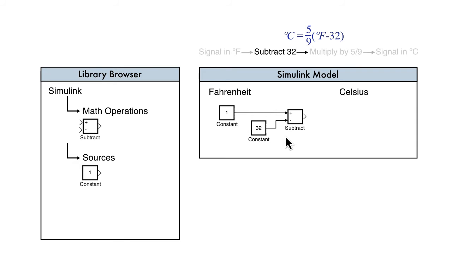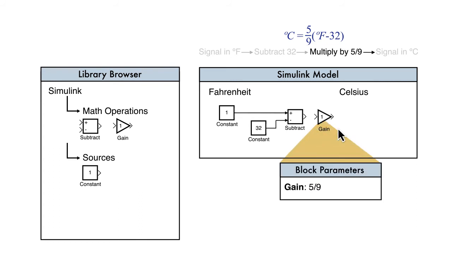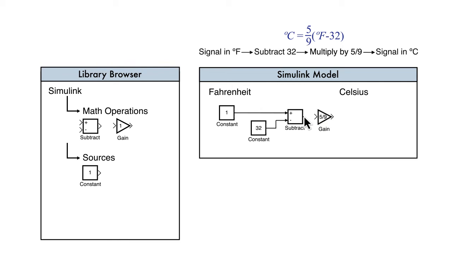The resulting signal now needs to be multiplied by 5/9. We do this with the gain block from the Math Operations library and change the gain parameter to 5/9. Connecting the output of the subtract block to the gain block finishes the conversion from degrees Fahrenheit to degrees Celsius.